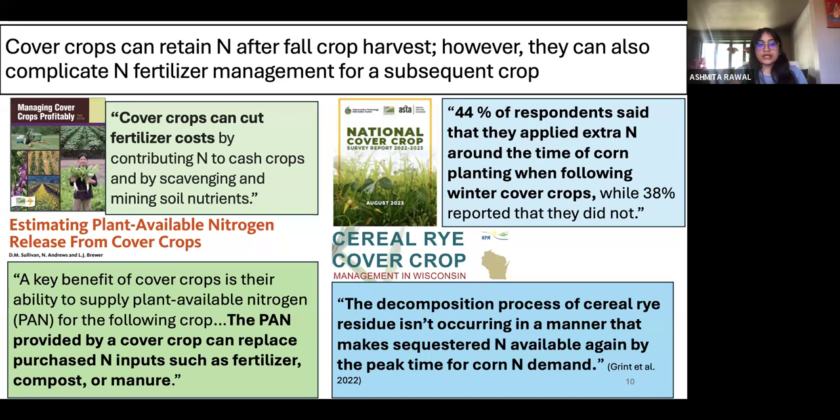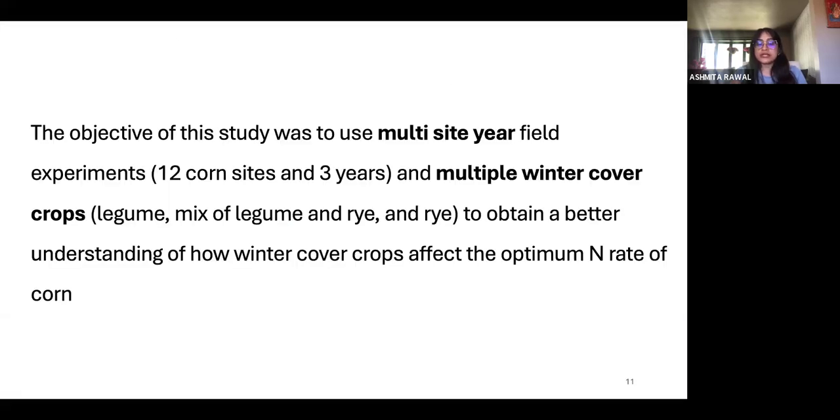And for that, the objective of our study is this: we have used multi-site year field experiments where we have 12 corn sites, as I mentioned before, and this experiment was conducted for 3 years. And we used multiple winter cover crops, different species, legume, rye itself, and then a mixture of legume and rye to obtain a better understanding of how winter cover crops can affect the optimum nitrogen rate of corn.